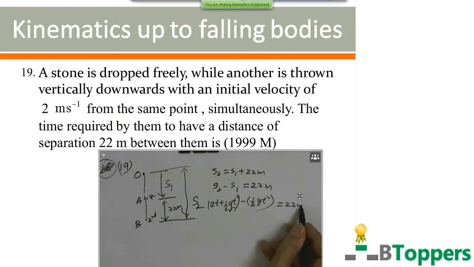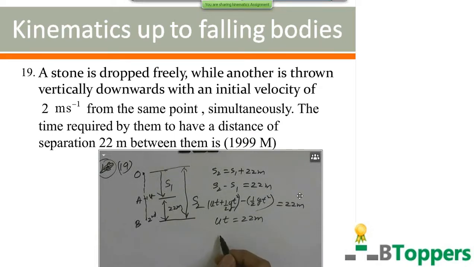Each stone has the same acceleration equal to the acceleration due to gravity. For the second stone, the initial velocity, acceleration and displacement are all in the same direction, therefore I can give a positive sign for all the quantities. So you have to find the time after which the relative displacement becomes 22 meters. Half g t square gets cancelled. u is given to be 2 meters per second. So the distance between the two stones becomes 22 meters after 11 seconds.